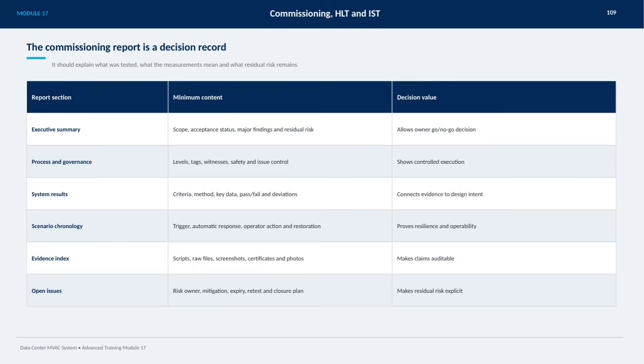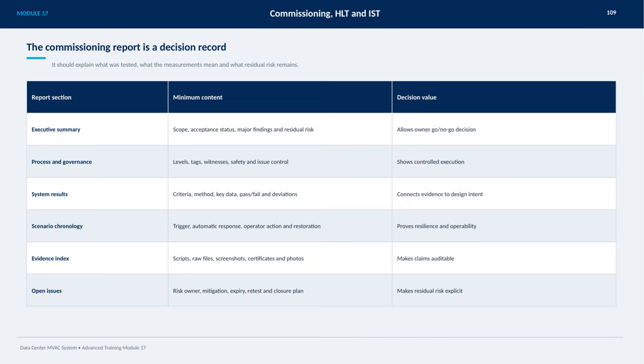The commissioning report is essentially a decision record that plays a critical role in the project lifecycle. It must clearly explain what was tested, what the measurements mean, and importantly, what residual risk remains after testing. The report is divided into several key sections. First, the executive summary provides the scope of the commissioning, the acceptance status, major findings, and any residual risk. This section enables the owner to make an informed go or no-go decision.